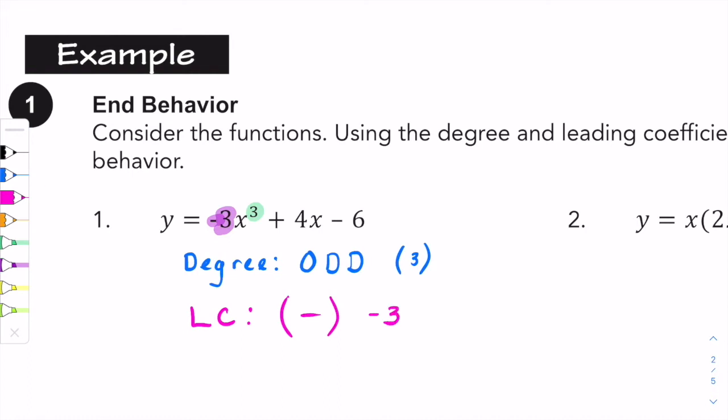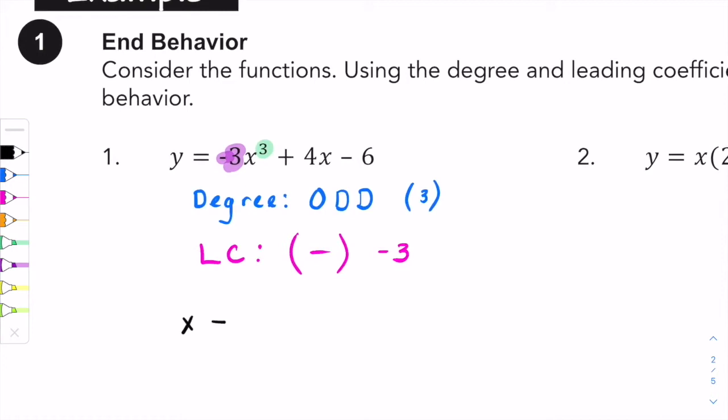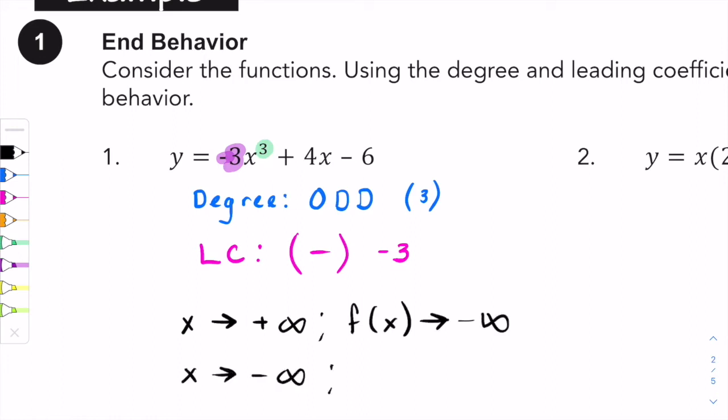On your note sheet, you should look above and notice that this matches the section saying it's an odd degree and a negative leading coefficient. That would be the bottom right corner of the chart we just went through. That specifically matches the end behavior that says as x approaches positive infinity, the function is approaching negative infinity, and as x approaches negative infinity, the function is approaching positive infinity. And that's your answer.